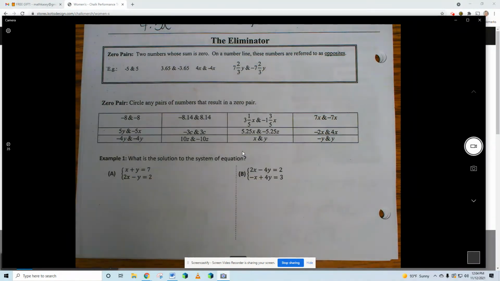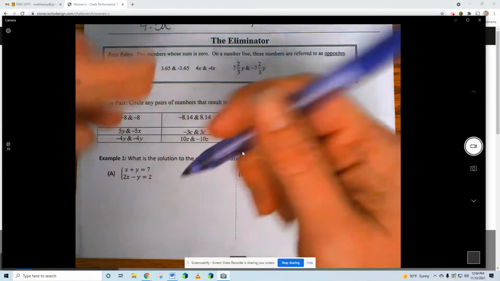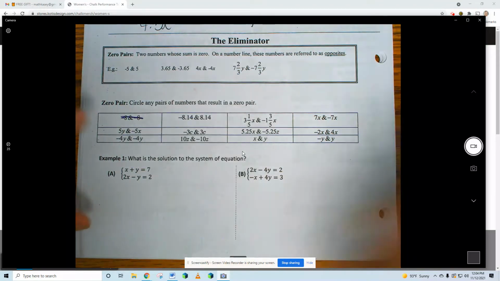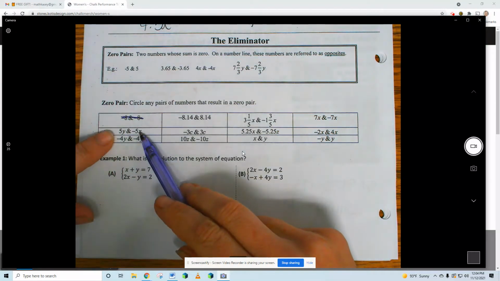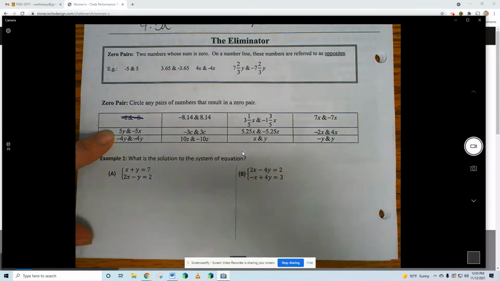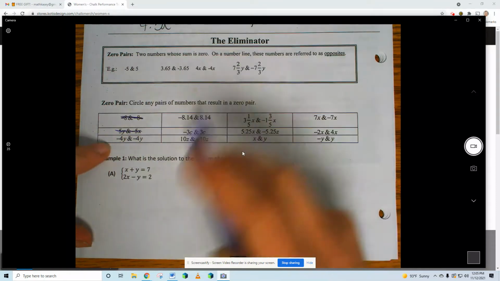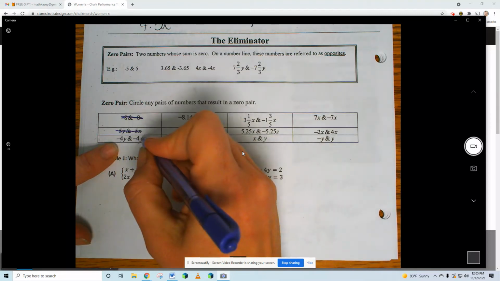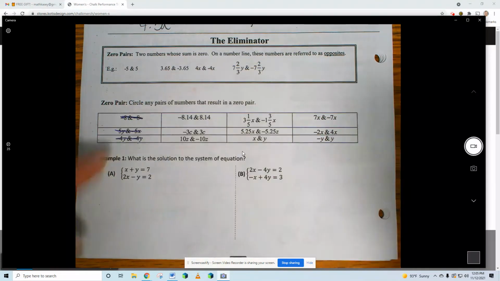How about -8 and -8? No, they're the same number. They're not a zero pair. Going downward, 5y and -5x. Well, they would have to have the same variable, and these do not. So I'm going to say no to that as well. -4y and -4y, the same number. That's not a zero pair, so I can cross that out.